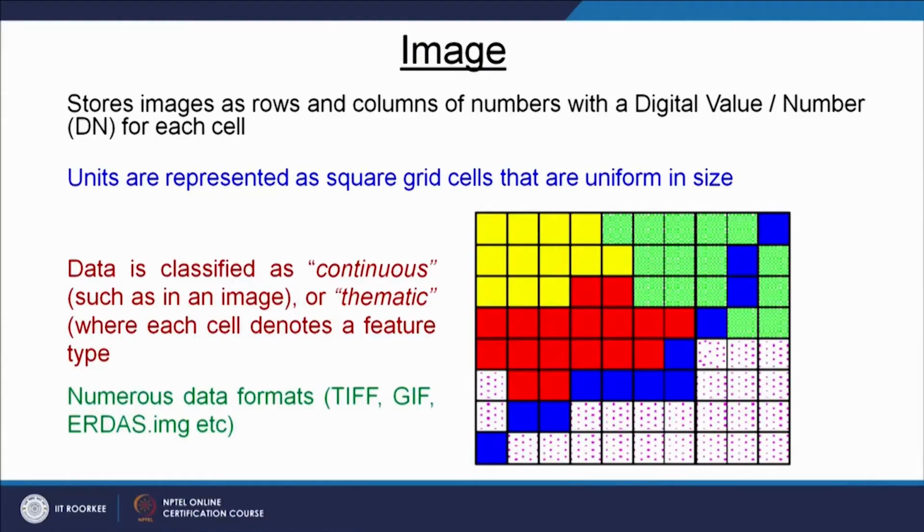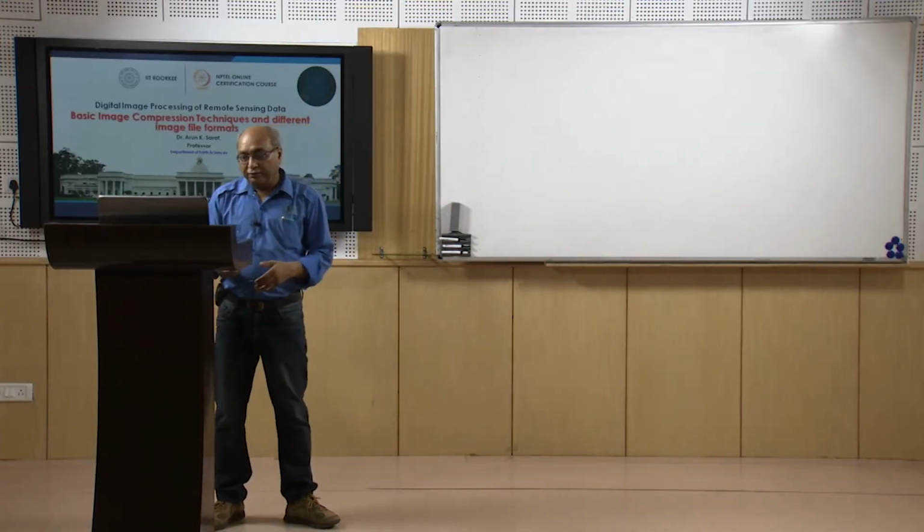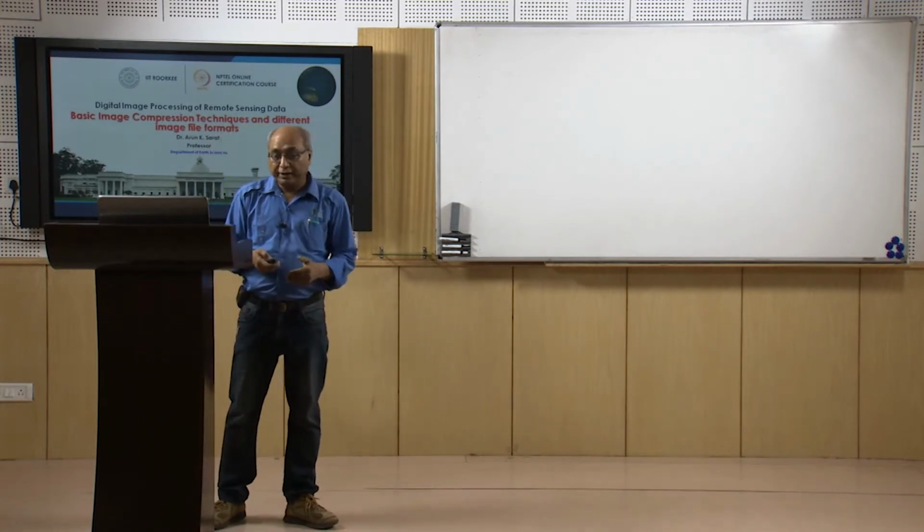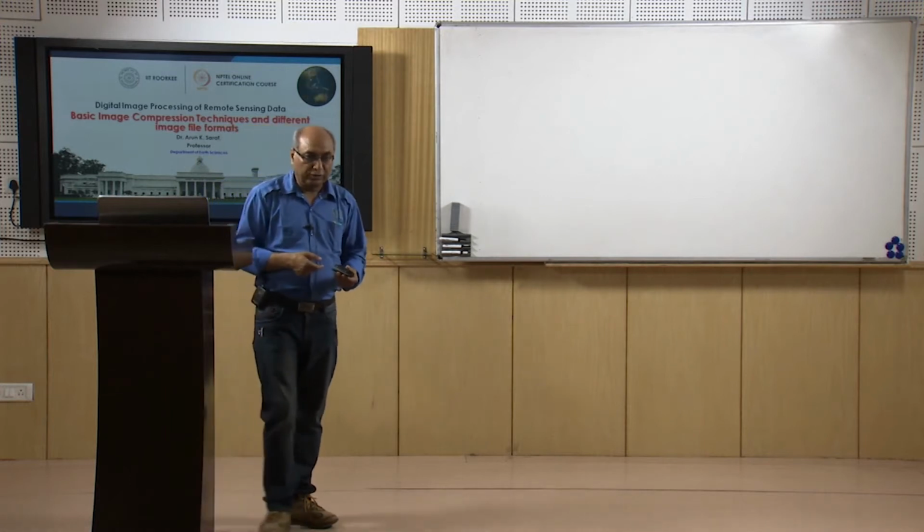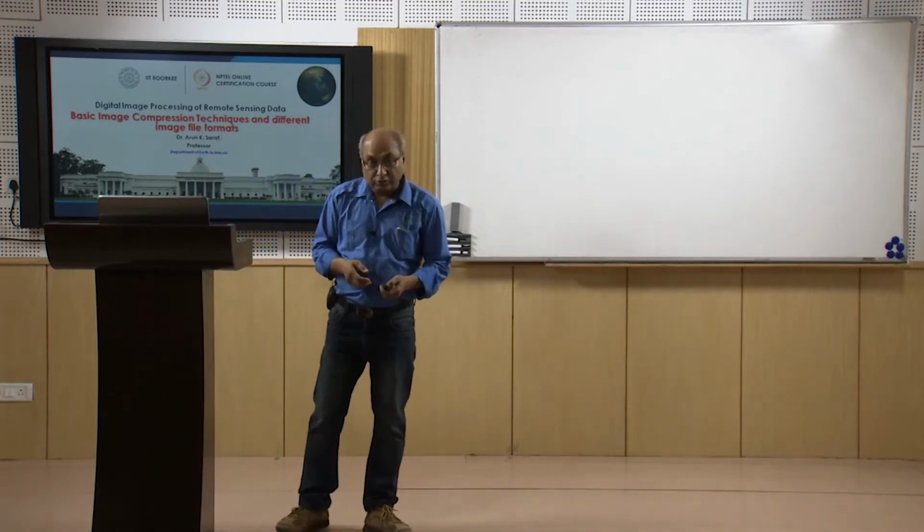So data in digital image processing can be classified as continuous. Our images are continuous, or sometimes you have to handle thematic data, which in that sense is also continuous, but in between you don't have many details. But in the case of an image, for every pixel you have detail, and there are various image data formats which we handle in digital image processing, or even with our digital cameras or mobile cameras, like TIFF, GIF, JPG. ERDAS is a well-known image processing system, and it has its own format, which is called IMG format.